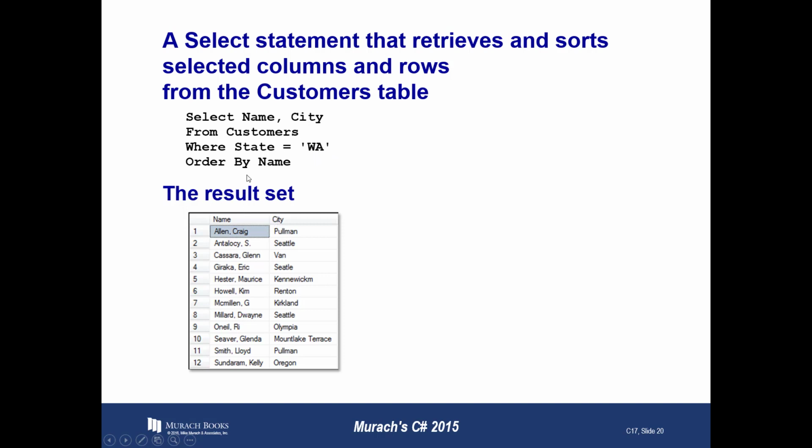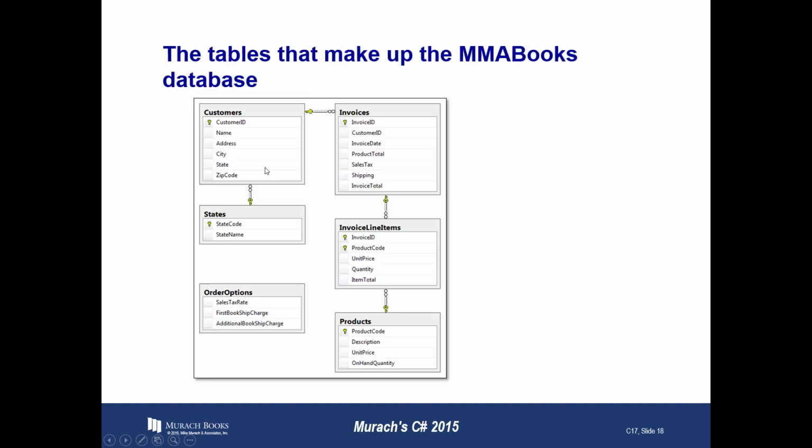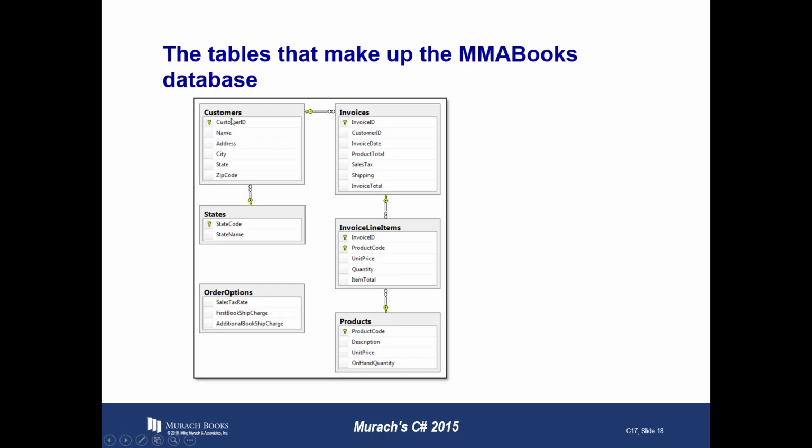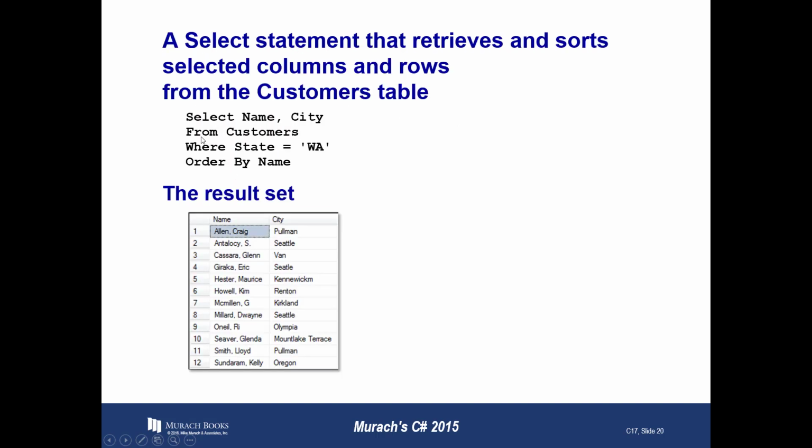So what this says is, I want you to go through the customers table, which is here. Notice there's a customer ID, a name, an address, a city, a state, and a zip. And I want you to go through that customers table and give me the name and the city of everyone who's in my customer table who lives in Washington. And there it is. We're ordering it by name, which means that this is in alphabetic order.